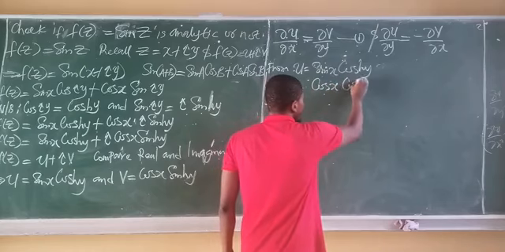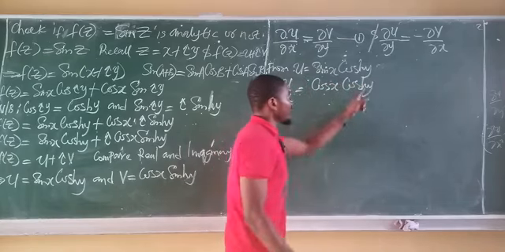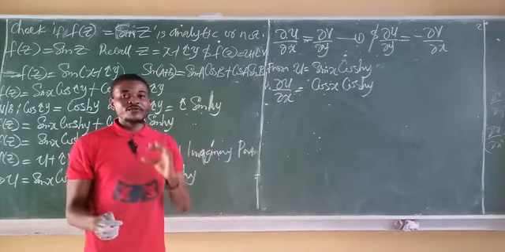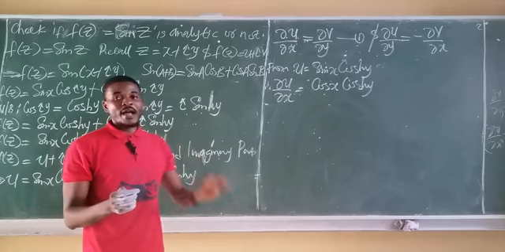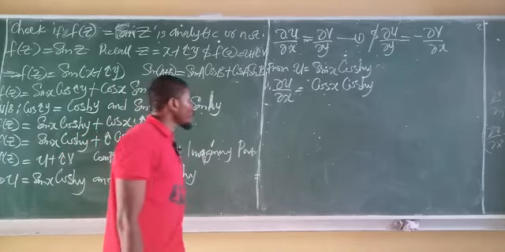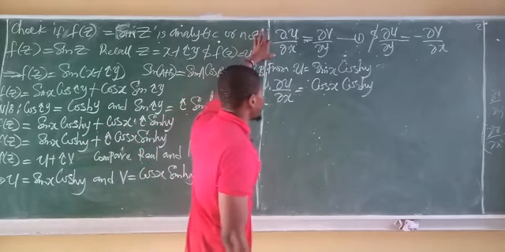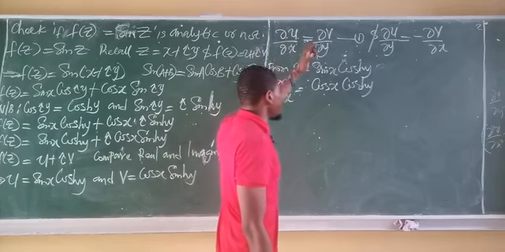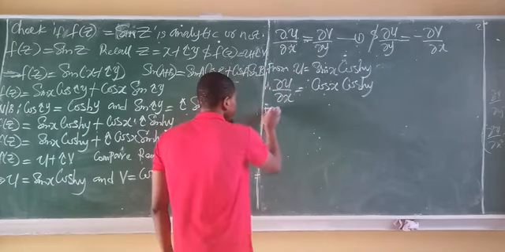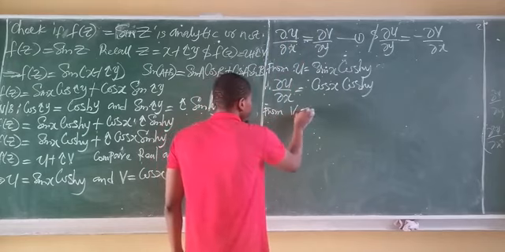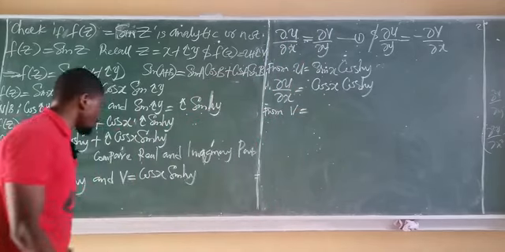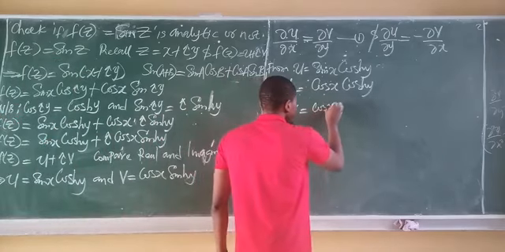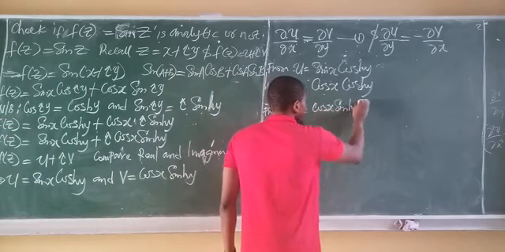Then put back your cos y, because this is a function of y, so you're not touching it. It is a partial derivative, so you're only differentiating with respect to x and keeping y as a constant. The next step, to satisfy the first equation, is to differentiate v with respect to y. From v equals cos x sinh y, v is cos x sinh y.